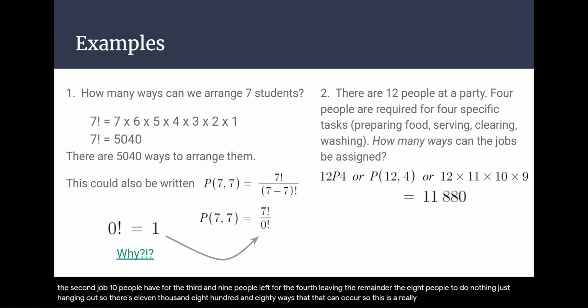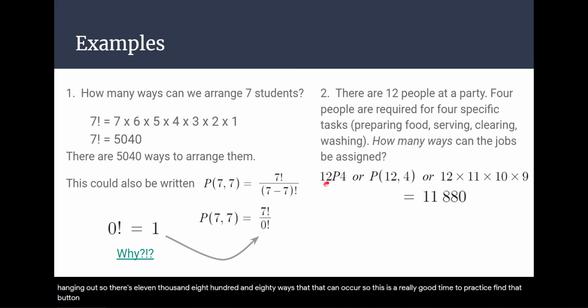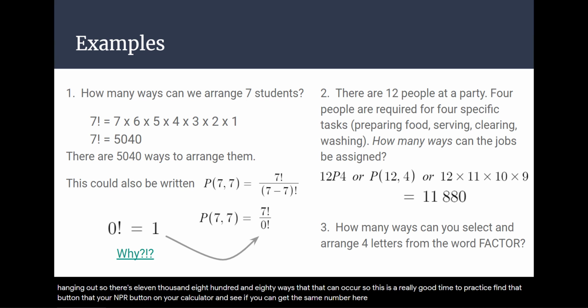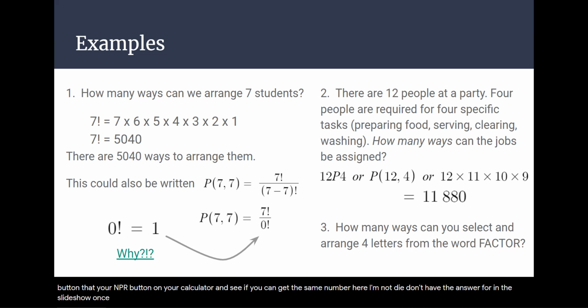So this is a really good time to practice. Find that button, your nPr button on your calculator, and see if you can get the same number here. Now I've got another example that I don't have the answer for in the slideshow. I want you to try it yourself, give it a pause. And how many ways do you think that you can select and arrange 4 letters from the word factor?